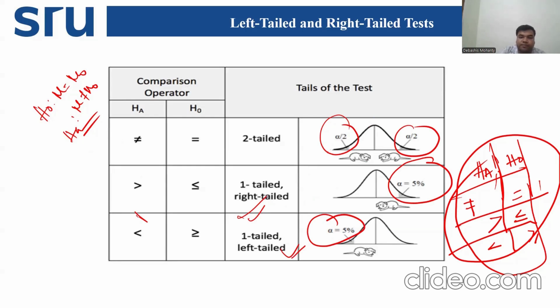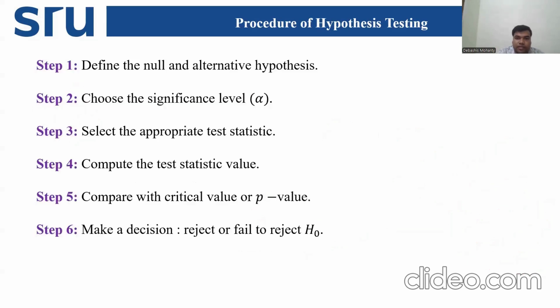Okay, students. Try to understand three things. First, if H naught is equal, that is the null hypothesis, and the alternative hypothesis is not equal, that is a two-tail test. If H naught is less than or equal to and HA, the alternative hypothesis, is a greater value, then it is one-tail right. And if the null hypothesis is greater than or equal to and the alternative hypothesis is less than, then it is one-tail left. So these are the very important things.